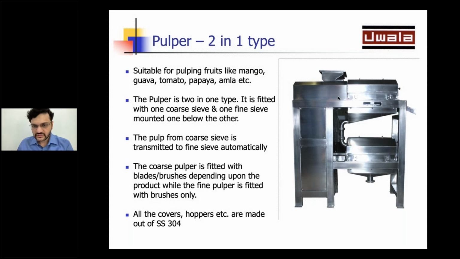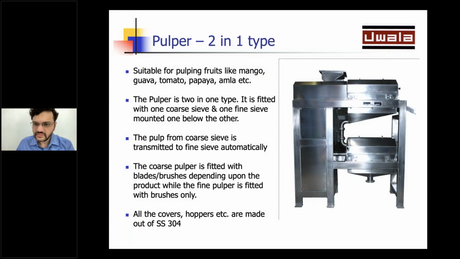The pulp which is removed from the first stage is passed on to the second stage, where further refining of the pulp would happen, and the refined pulp is then collected in a tank below. So this is a pulper machine. Again, we can go for a single stage pulper if we have a plant of lesser capacity, but in all plants of 500 kgs per hour and above, we would need a 2-stage pulper.